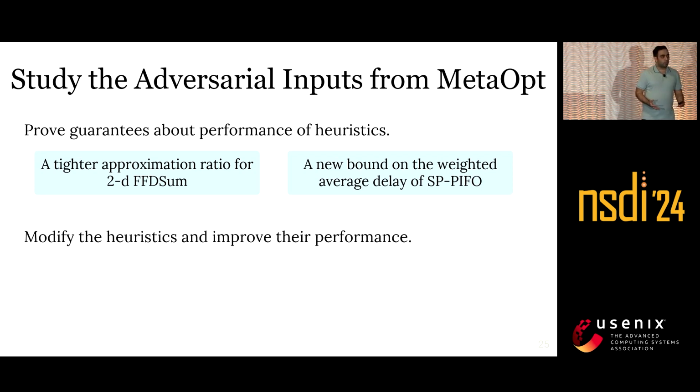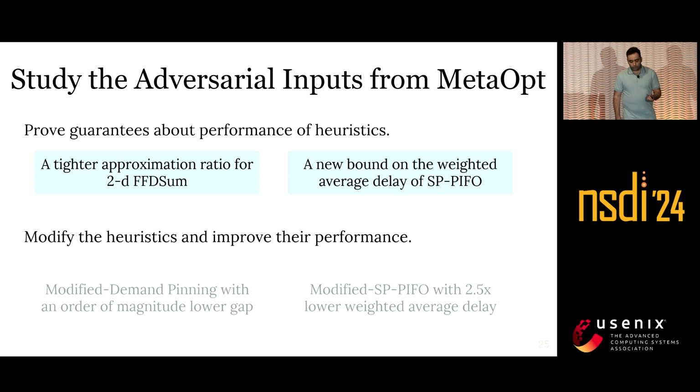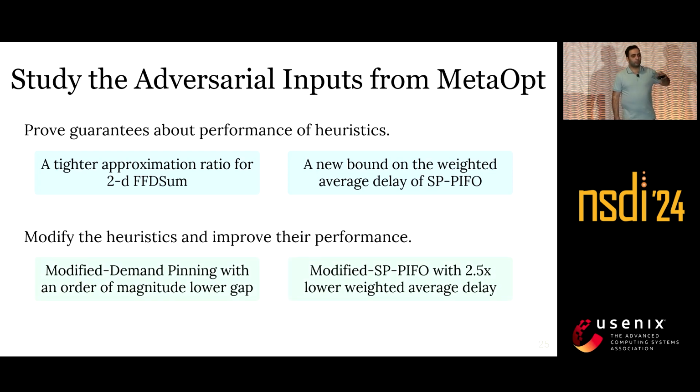Even more importantly, once we understood the weaknesses in a heuristic's performance, we can apply some workarounds. We can modify the heuristic to improve its gap. So demand pinning was the heuristic that I told you earlier was deployed in a hyperscaler's key system. We modified this demand pinning and were able to improve its gap by an order of magnitude. We also changed SP-PIFO and reduced its weighted average delay by 2.5 times.